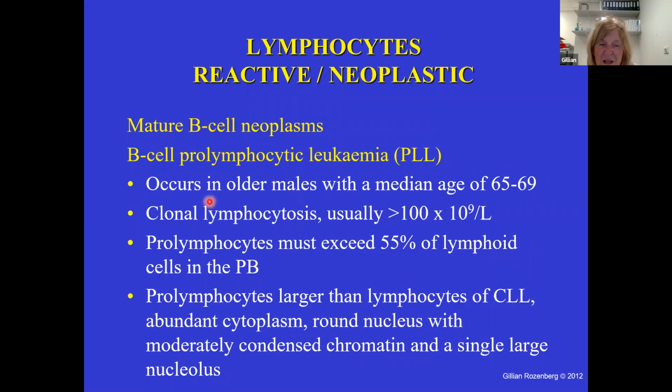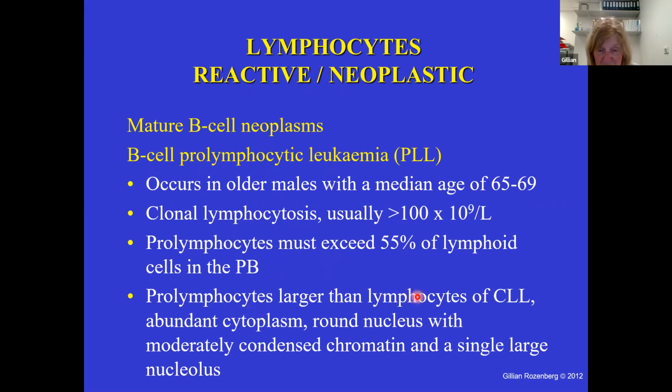So now moving to prolymphocytic leukemia. This occurs again in older males with a median age of 65 to 69. They have a clonal lymphocytosis, usually a very high count of more than 100 by 10 to the ninth per liter. The prolymphocytes must exceed 55% of the lymphoid cells in the peripheral blood to put it into this category, as I just said to you, prolymphocytic leukemia.